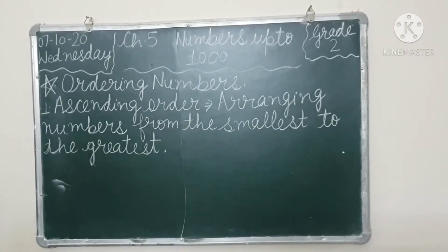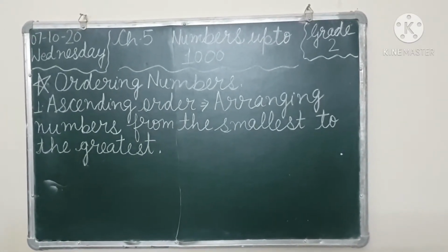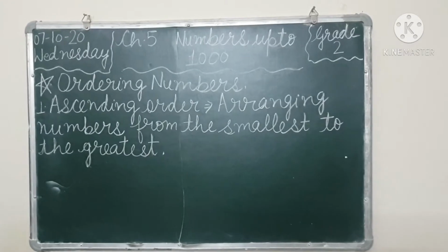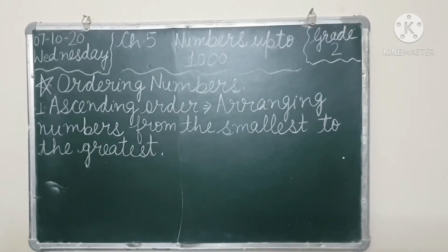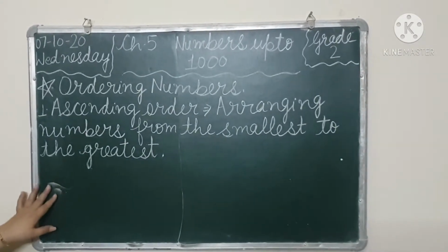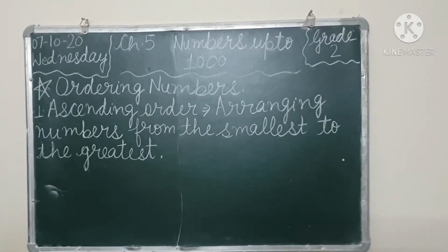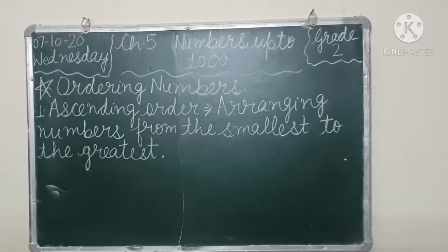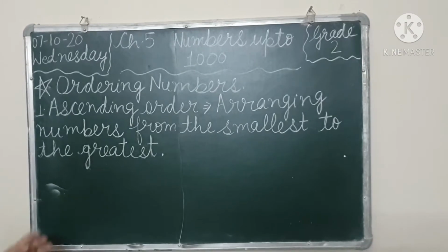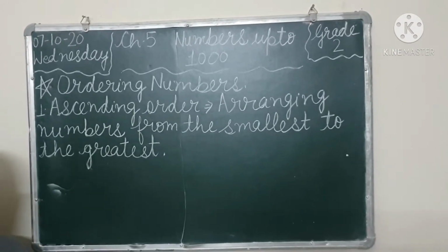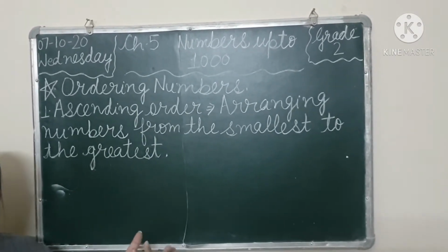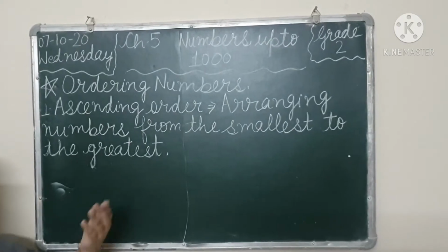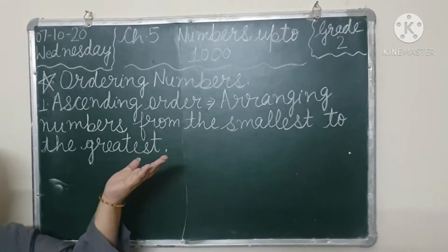Ordering numbers has two parts. The first part is ascending order and the second part is descending order. Ascending order means arranging numbers from the smallest to the greatest. It means we arrange numbers from smallest to greatest, from the smallest number to the biggest number.